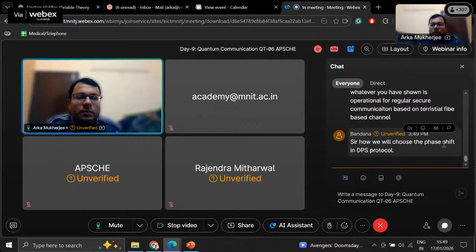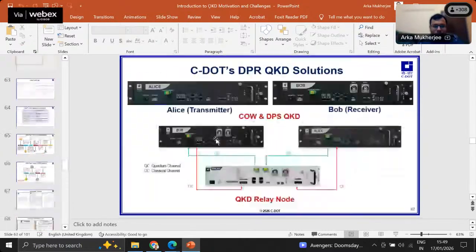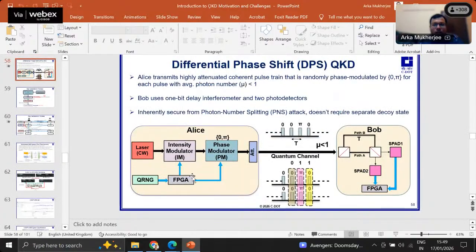How do we choose the phase shift in the DPS protocol? In the DPS protocol there is a QRNG source that I showed you in that diagram. This QRNG will produce a random bit pattern of zeros and ones. If for some time the QRNG bit is 0, then there is no phase modulation. If the QRNG bit is 1 for some time interval, the optical pulse will be modulated by pi. So this random number basically determines whether the phase modulation will be 0 or pi, based on the data provided by this random number source.